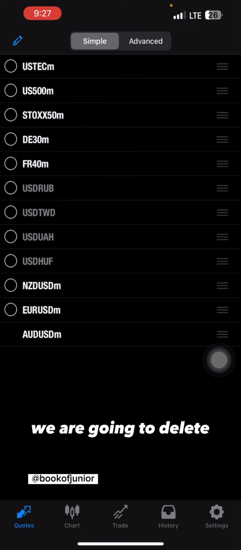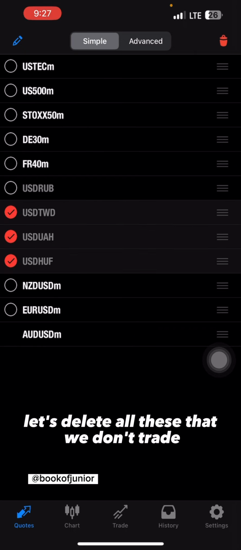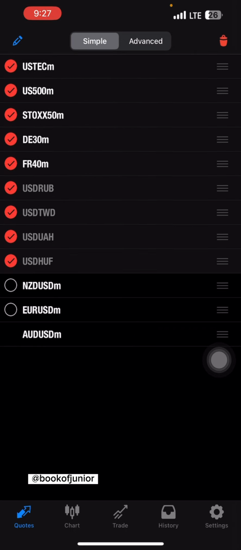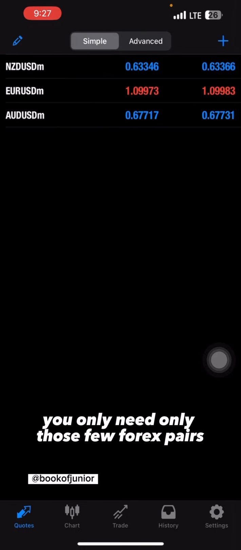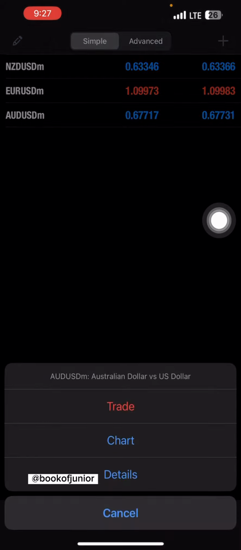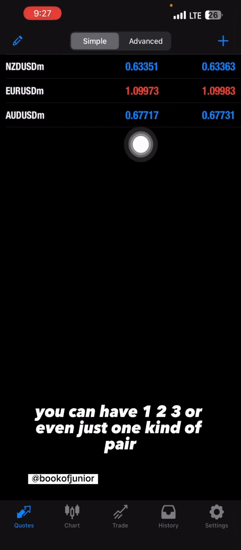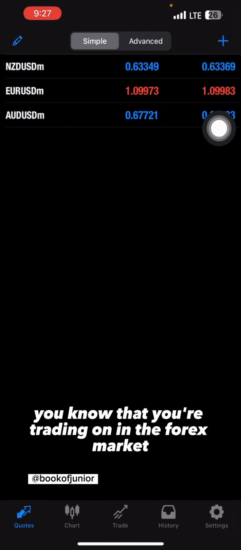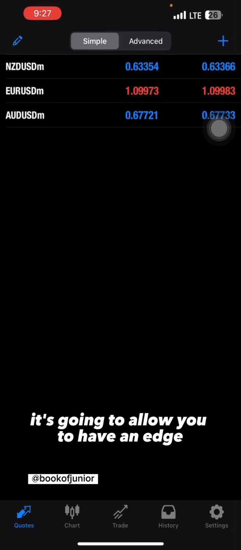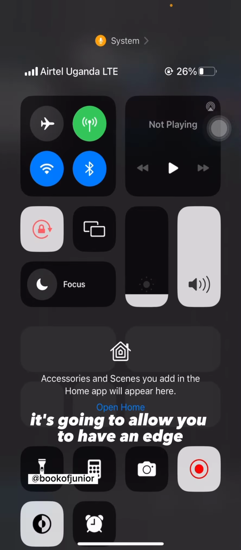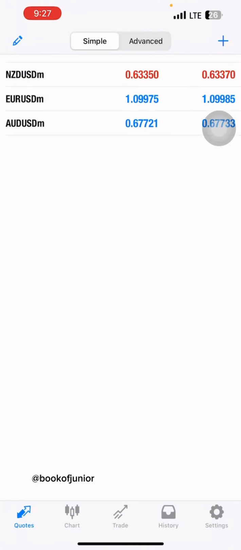So we're going to delete all these that we don't trade. You only need those few Forex pairs. You can have 1, 2, 3, or even just one currency pair that you're trading in the Forex market. When you only have one currency pair, it's going to allow you to have an edge over the markets.